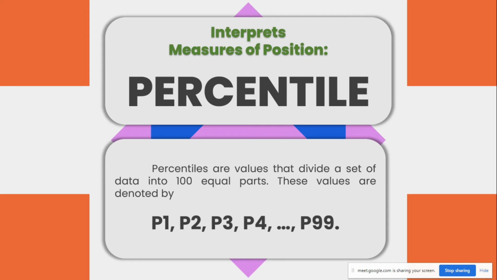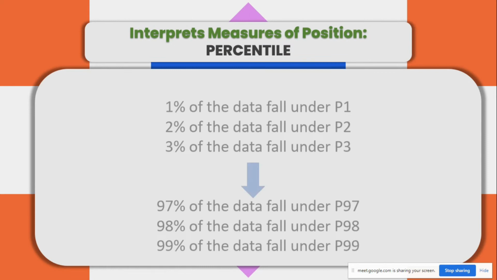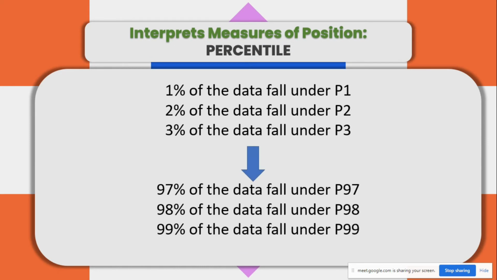So, kung ano yung nasa left, for example, if you reach P4, yung nasa left ng P4 is 4%. So, mas maliit pa ng 4% sa P4, while 96% naman yung mas malaki pa sa P4. So, that is how we interpret hanggang P99. So, ito yung sinasabi ko kanina. Pwede, class, pwede kayong mag-screenshot ha, para at least hindi na kayo mag-take down notes.